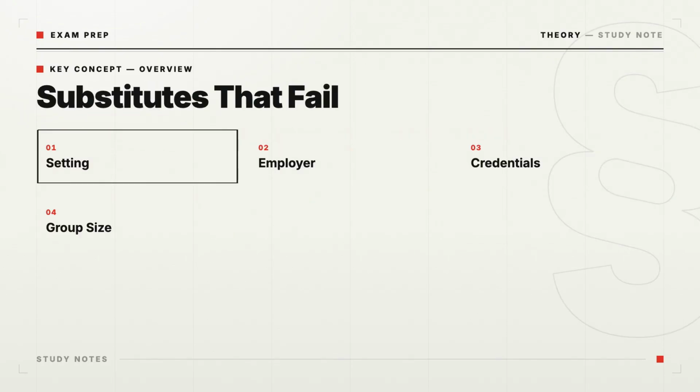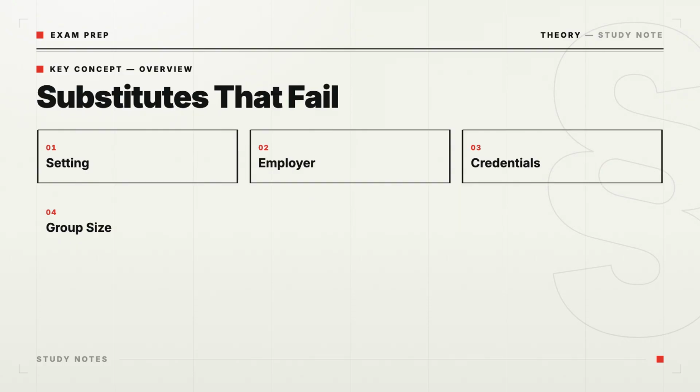Watch how the plausible substitutes collapse. Setting fails since a home visit is individual care while desk analysis is population work. Employer fails, since one nurse can practice all three modes in a week. Credentials fail, since they describe preparation, not the activity. And group size fails, since teaching many people one at a time is still individual level care.